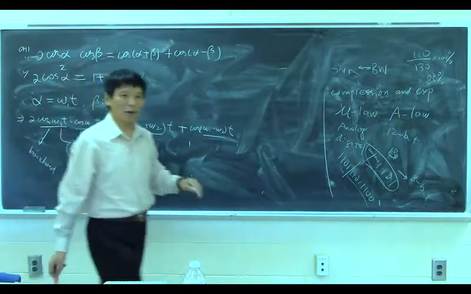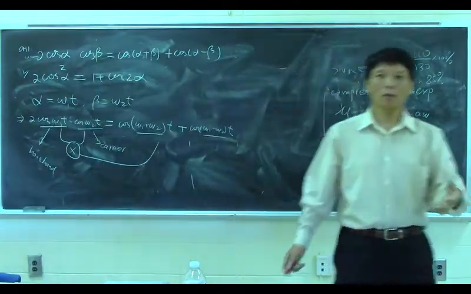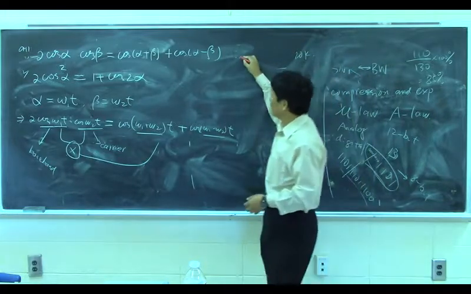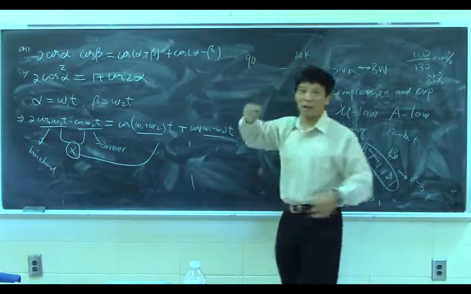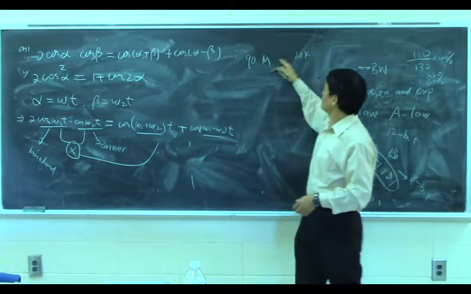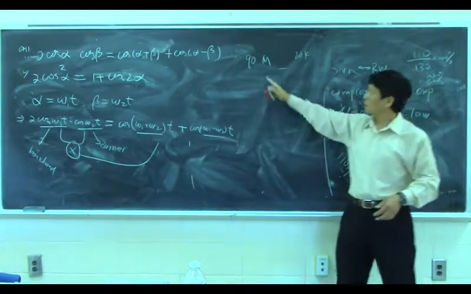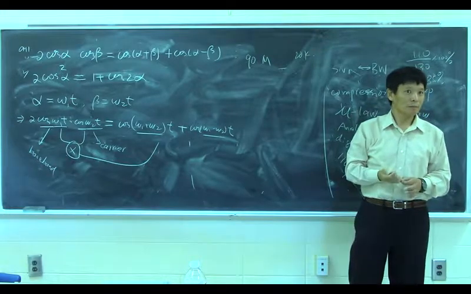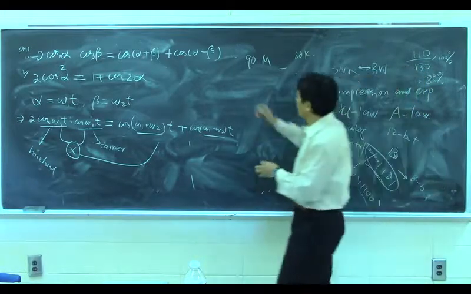Now, go back to the FM radio. The music is at most 20K. But the FM radio equals something like 90 meg. So, how many times of this? See, this one is 4,000 times, right? This is for FM.